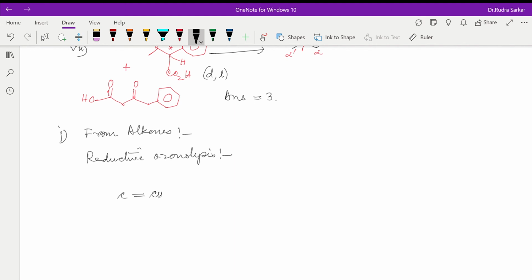So suppose I have given you an alkene like this, sorry, and my first reagent is ozone, followed by zinc in presence of acetic acid. All you need to do is disconnect this bond, cut this double bond, write the two units and just join O.